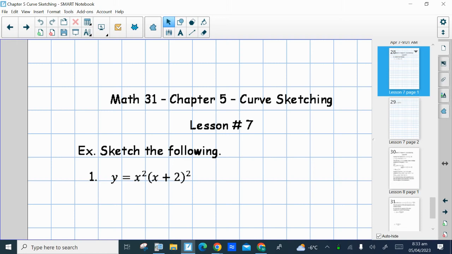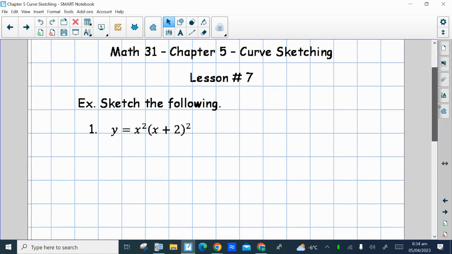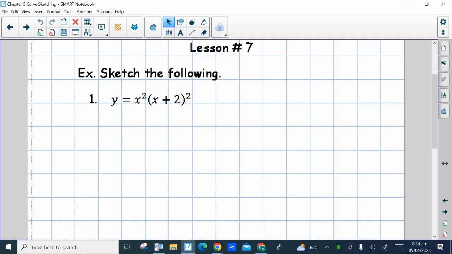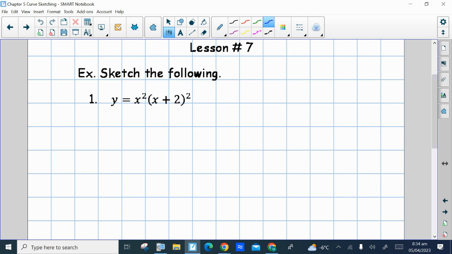Okay, lesson 7. We'll do a few more examples where we're going to sketch some curves by finding all those characteristics that we did yesterday. So the first one's already in factored form for us, which makes it nice. And because there are no denominators, it's not a radical function. There are no restrictions on x, so our domain would be all real numbers.